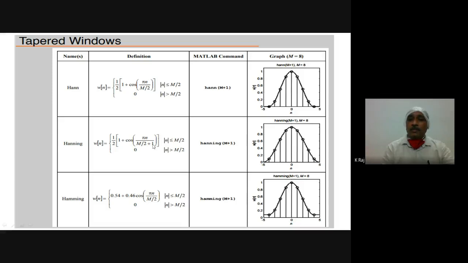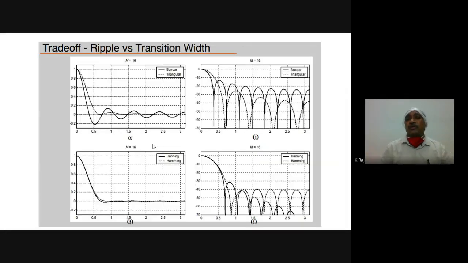Now we have also discussed one more window, that is the Kaiser window, and the Kaiser window is a trade-off between the ripples as well as the transition width, that is, the side lobe attenuation and the transition width. For that purpose, we have used a special type of function, that is the I_0 Bessel function with parameter beta. And we have defined different values of beta for different shapes.